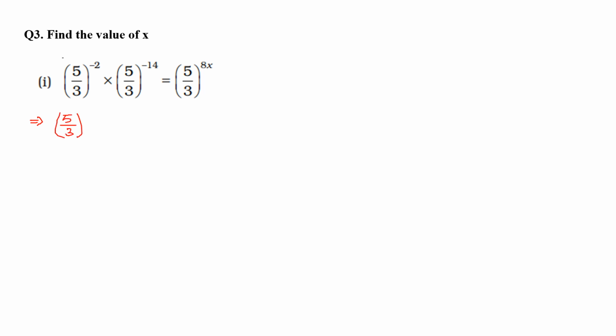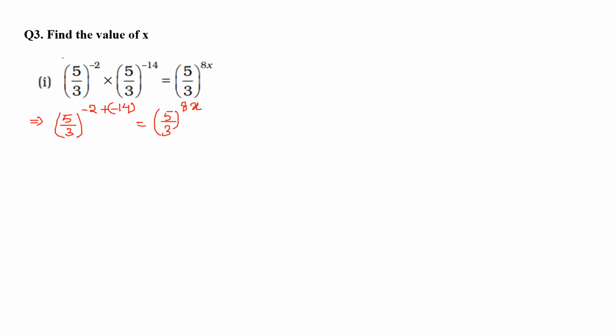Question number 3. Find the value of x. This is the first question. 5 by 3 raised to the power minus 2 into 5 by 3 raised to the power minus 14 equal to 5 by 3 raised to the power 8x. And you have to find the value of x over here. So if you see the LHS base is same. So you have to add the power. So it will be 5 by 3 whole minus 2 plus minus 14. And this will be equal to 5 by 3 whole 8x.